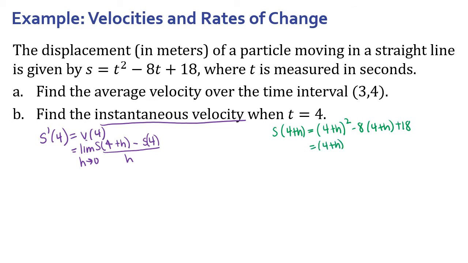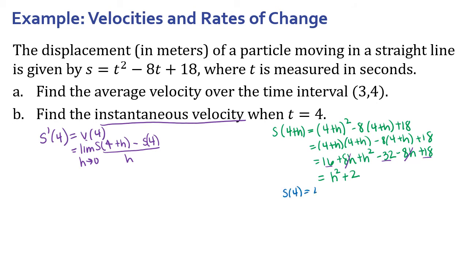So 4 plus h squared again is 4 plus h times 4 plus h. And then this is going to give us 16 plus 8h plus h squared minus 32 minus 8h plus 18. So those 8h's are going to cancel. 16 minus 32 is negative 16, plus 18 is a positive 2. So this is going to become h squared plus 2. Okay, and we found earlier s of 4, so when I substitute 4 in for t, I end up getting 2.